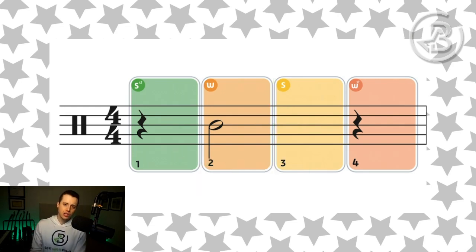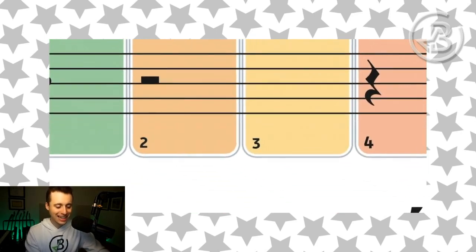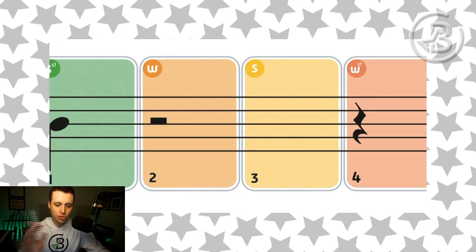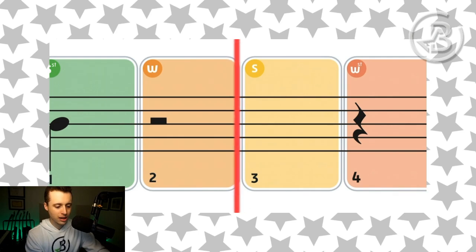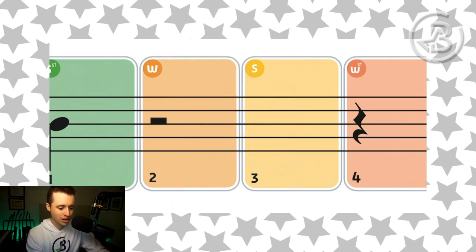So an easy way to remember which type of rest you can use where is to think to yourself, okay, if I put a half rest on beat 2, because I want 2 beats of consecutive silence, I want beats 2 and 3 to be quiet, so I'm going to put a half rest on beat 2. That's wrong because of that divide between beats 2 and 3, and a half rest cannot cross it. So that's incorrect.